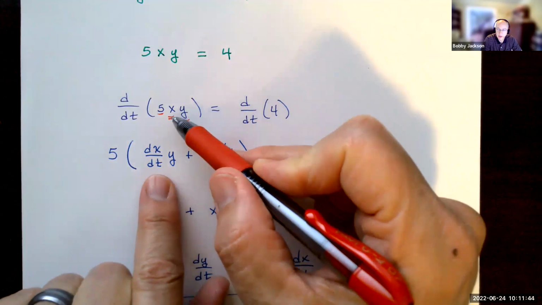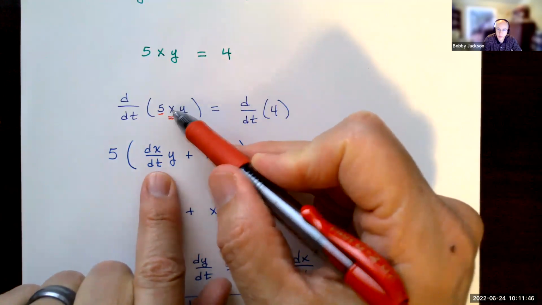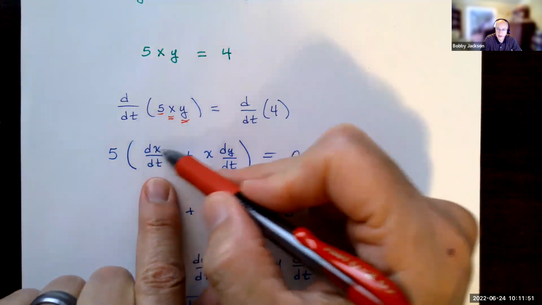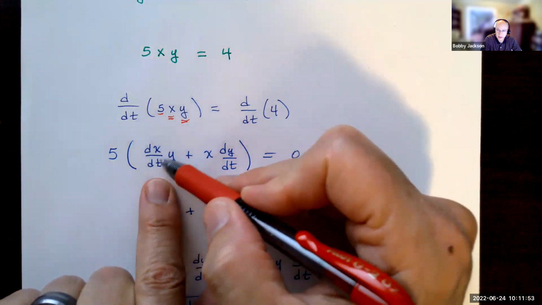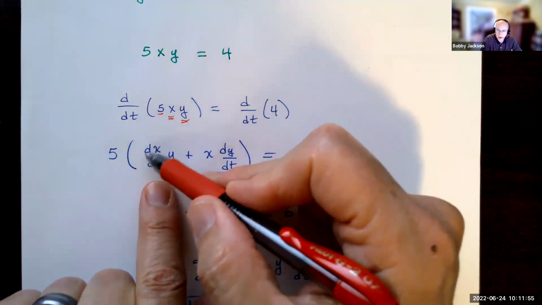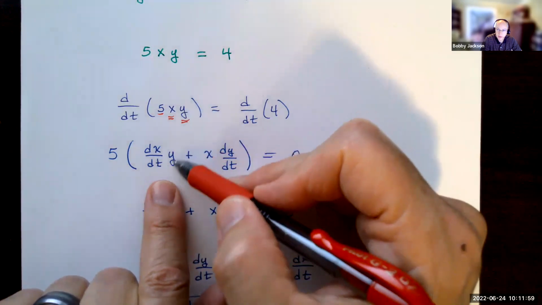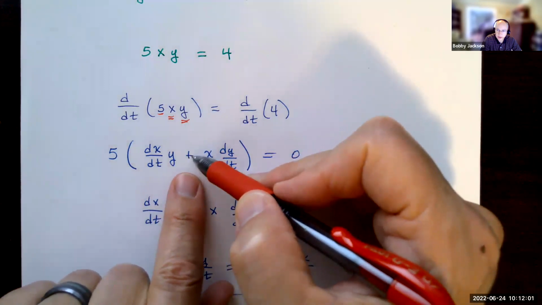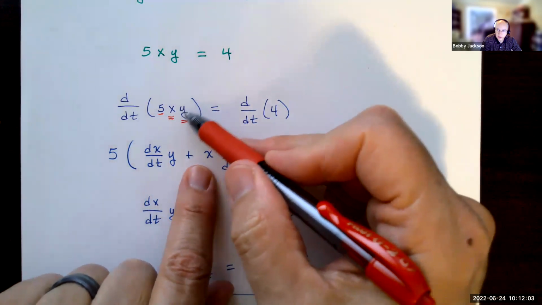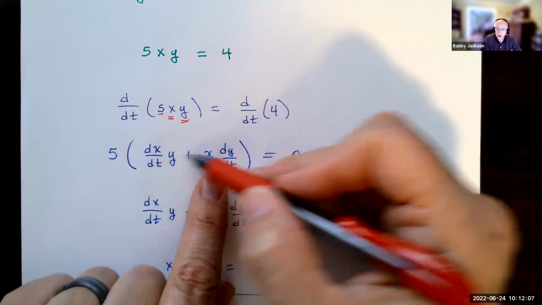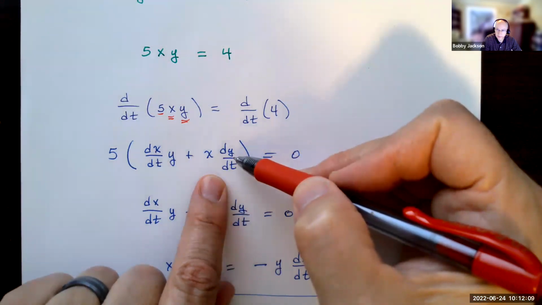I take the derivative of x with respect to t, right? What is that? It's dx/dt, right? That's the derivative of x with respect to t. As we'll see later, that's the rate of change of x with respect to t. Times the function y, plus x times the derivative of this function y with respect to t, dy/dt. That's the product rule, okay?